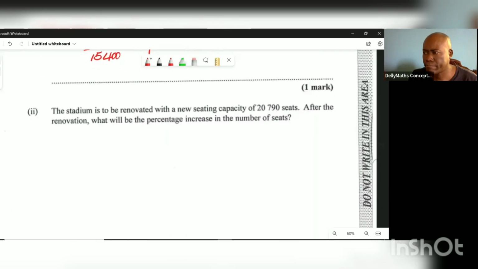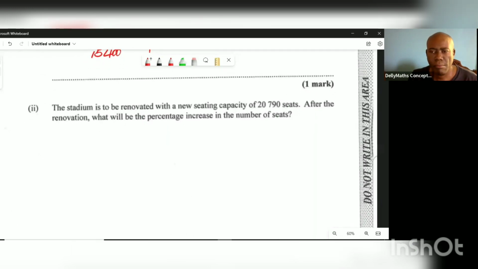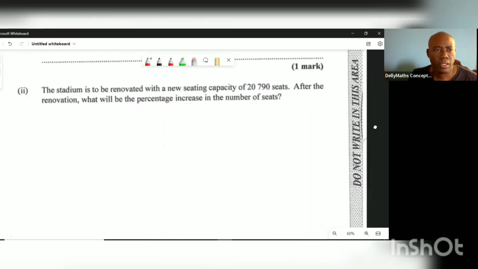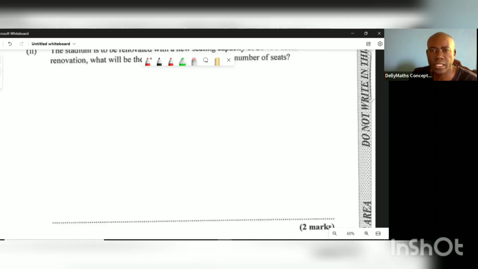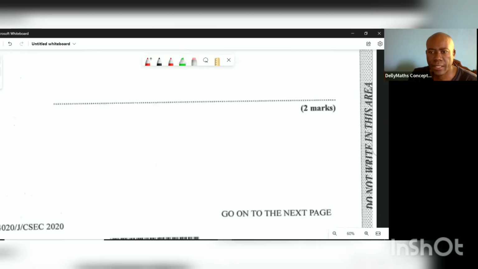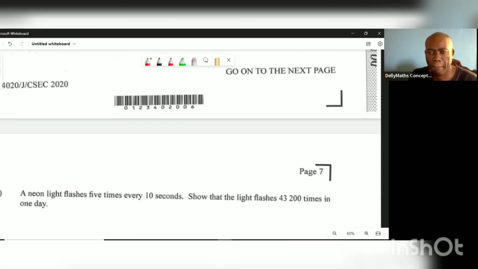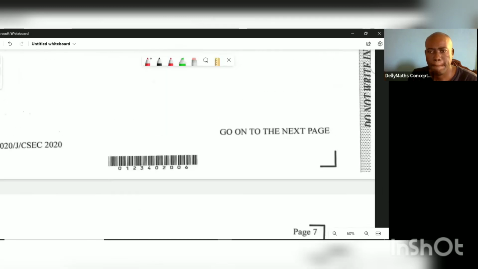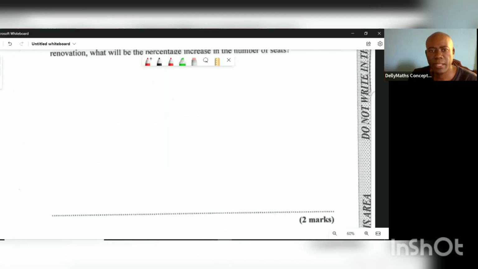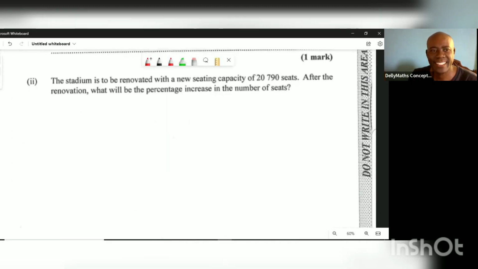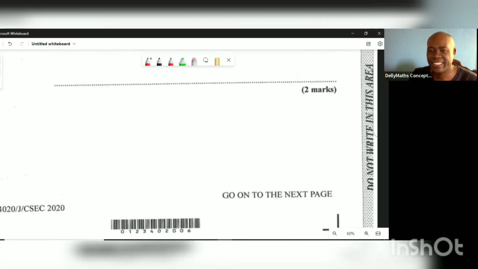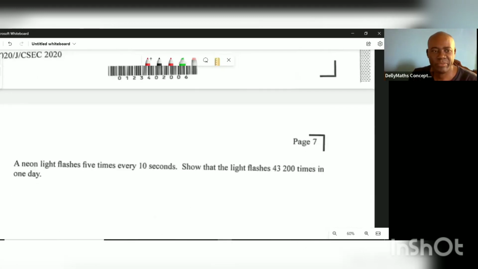35%. The stadium is to be renovated with a new seating capacity. Oh, we just did that. Hold on. All right, I think I have an overlapping question. All right, good. We just did that.